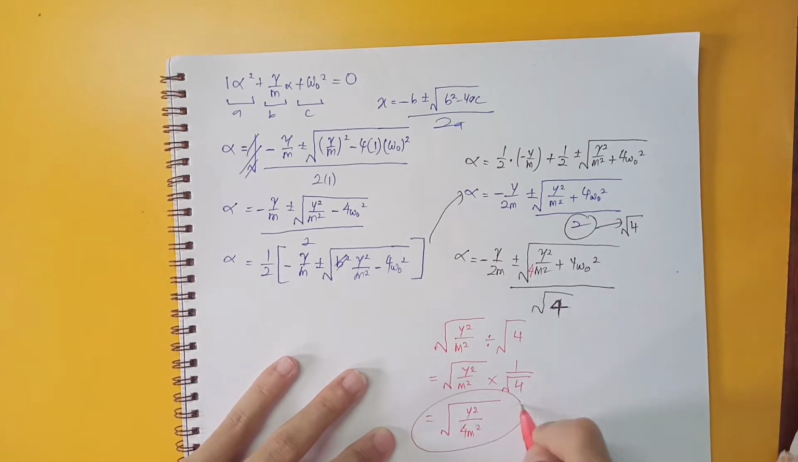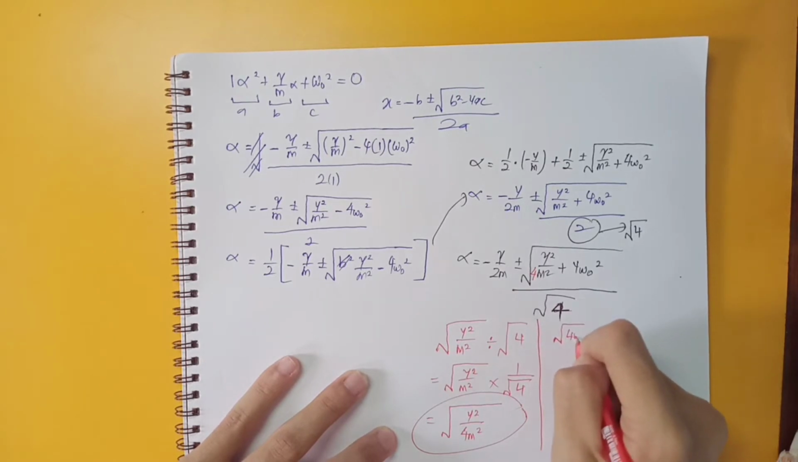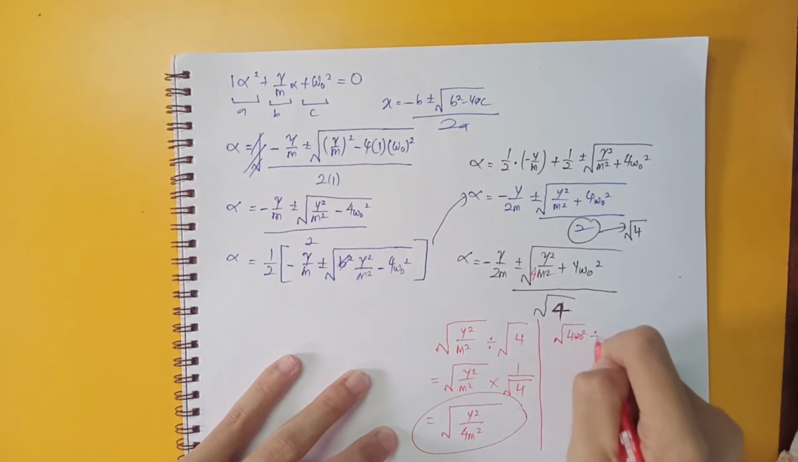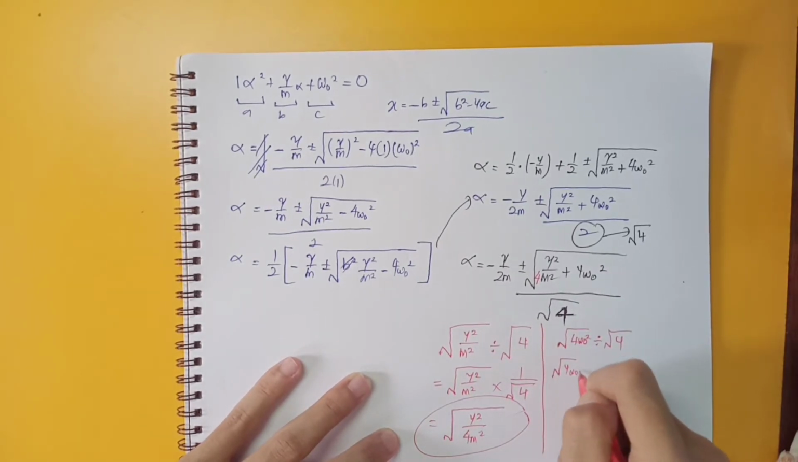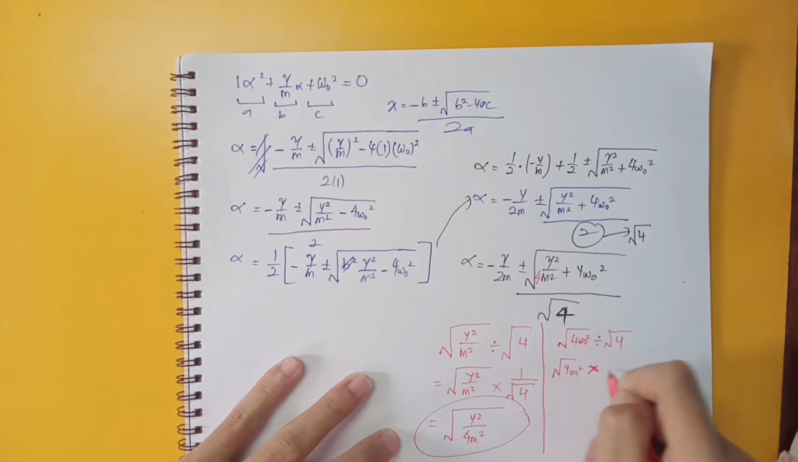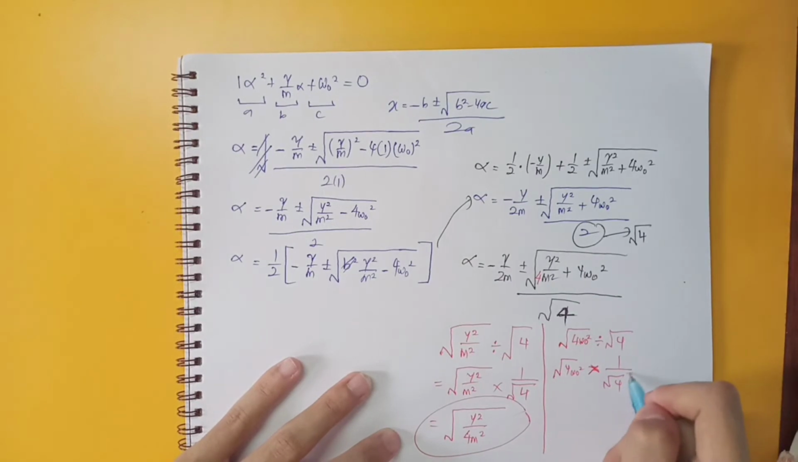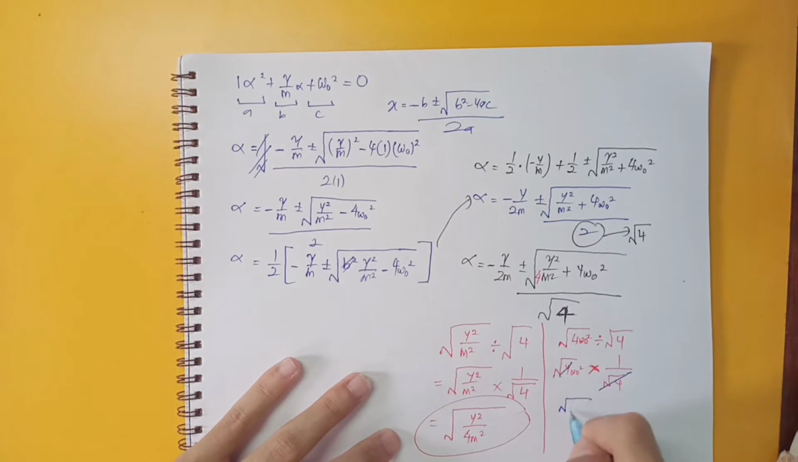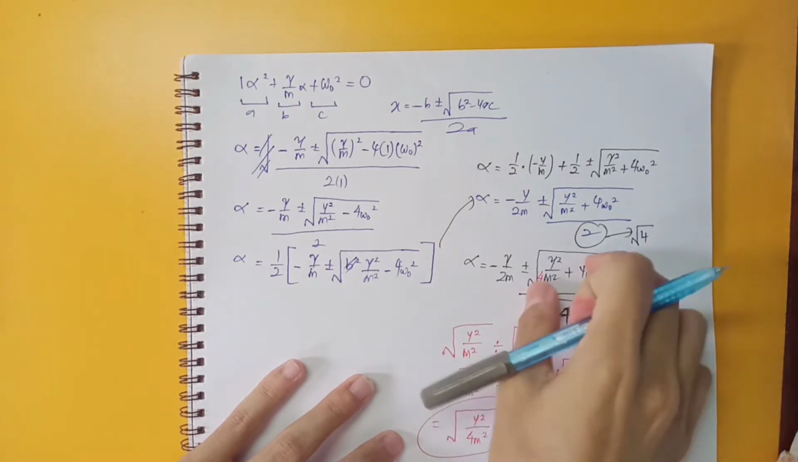Now let's look at the other side, which is square root of 4 omega naught square divided by square root of 4, right? So square root of 4 omega naught square is equal to multiplying with 1 over square root of 4. And finally we can cut this off. So we get that it is equal to square root of omega naught square. Okay, now let's do the substitution here.